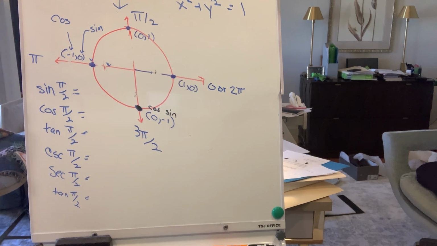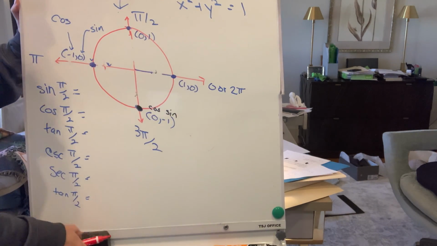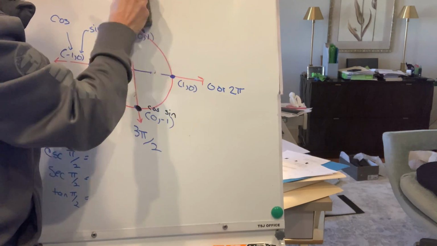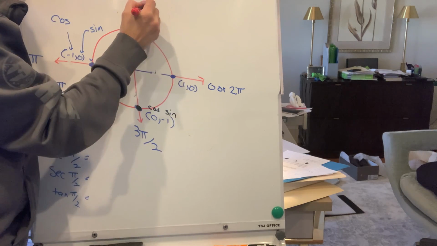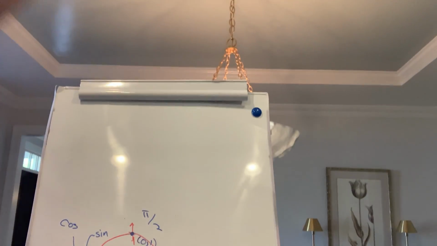Before we do that, I'm going to show you another relationship. So we know that cosecant is 1 over sine. Secant is 1 over cosine. Tangent is, what is tangent? That's what I want to show you here. So tangent is equivalent to sine over cosine.